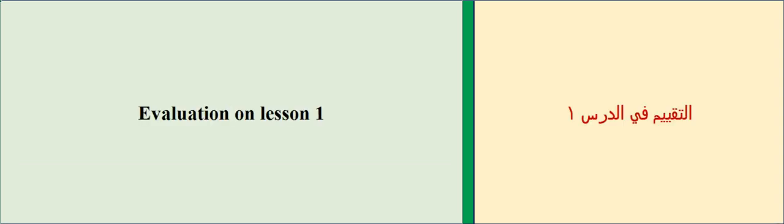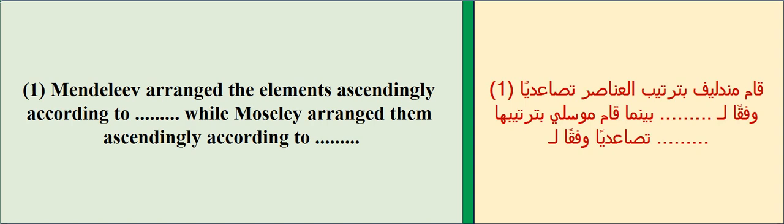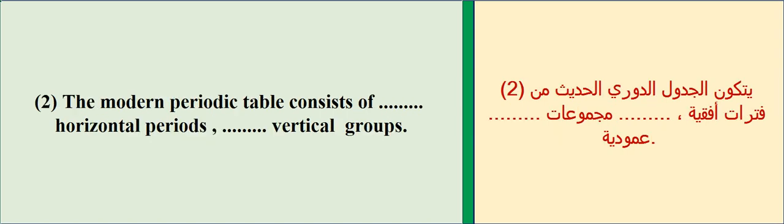Evaluation on Lesson 1. Complete. 1. Mendeleev arranged the elements ascendingly according to, while Moseley arranged them ascendingly according to. 2. The modern periodic table consists of horizontal periods, vertical groups.